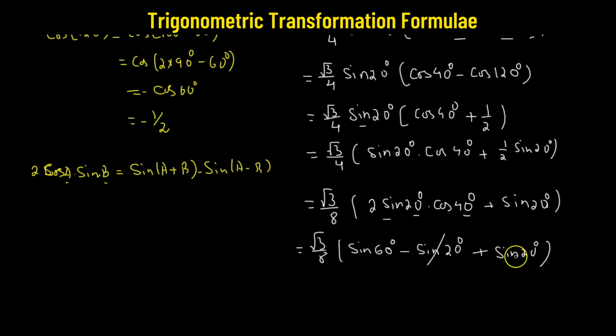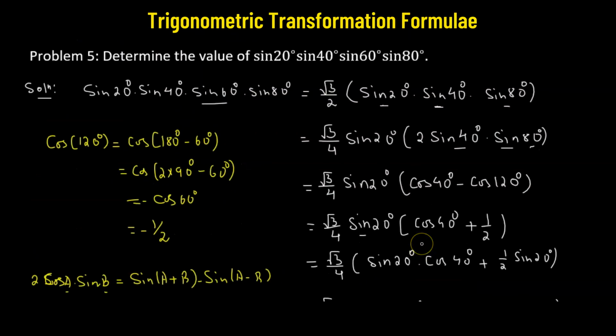So we have the second and the third term cancelling out, and we're left with square root of 3 over 8 times sine 60 degrees. Sine 60 is square root of 3 over 2. So that leaves us with 3 over 16. So this is going to be the value of the given trig expression. This will be equal to 3 over 16.